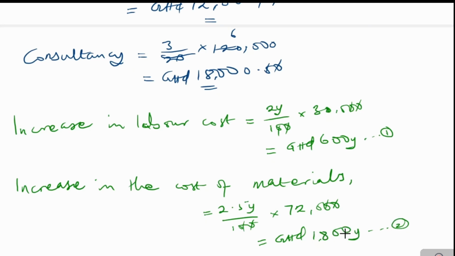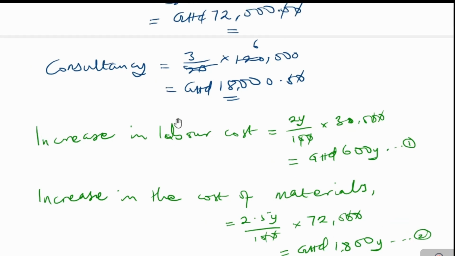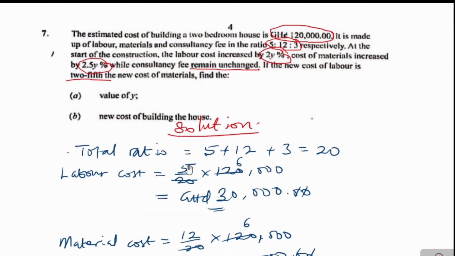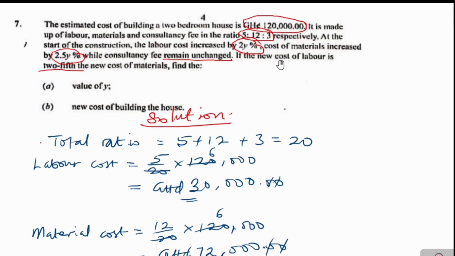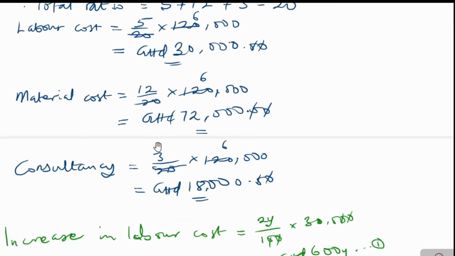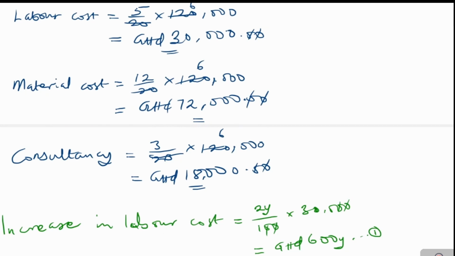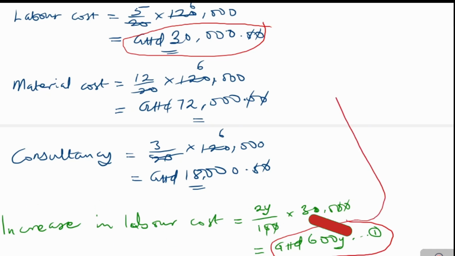So let's get back to our question and see whether we can get further information. That information is if the new cost of labor is 2/5 of the new cost of material. That is a very important information for us. So the new cost of labor is going to be the actual cost of labor, or the estimated cost of labor, plus the increase in labor, right? That will give us the new cost of labor, the addition.